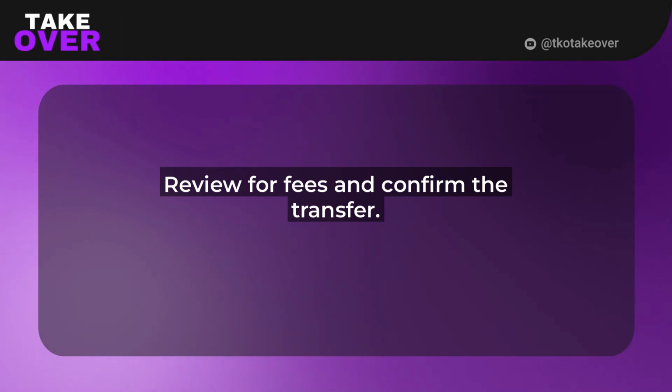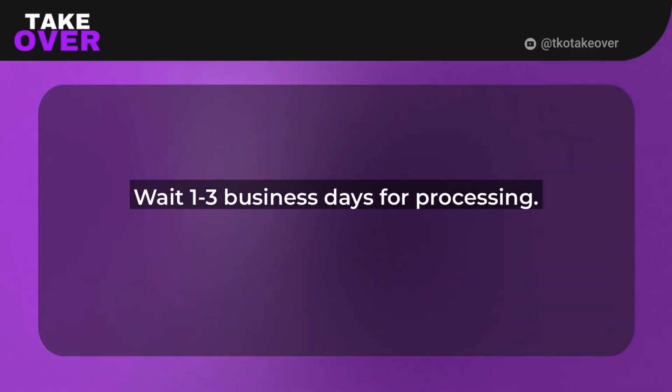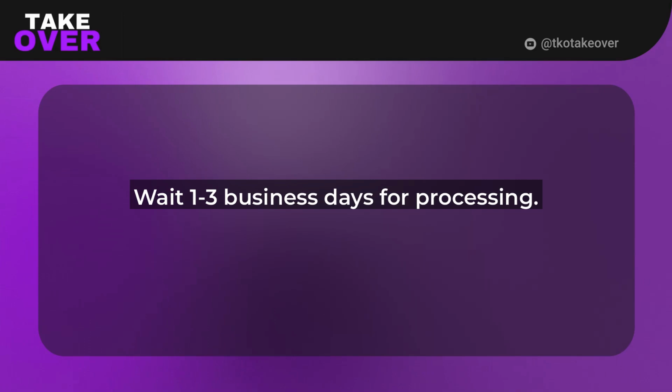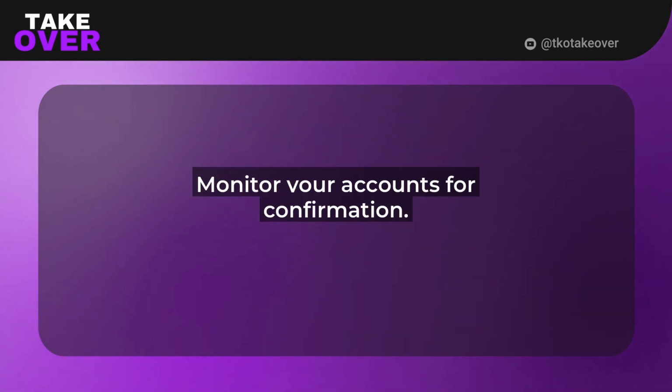The transfer might take 1 to 3 business days to process, depending on the banks involved. While you're waiting, make sure to keep an eye on your accounts for confirmation. A quick tip. Always use secure networks when doing this to protect your information, and if you run into any issues, Truist's customer support is there to help. There you have it. Transferring money from Truist to another bank is a breeze.